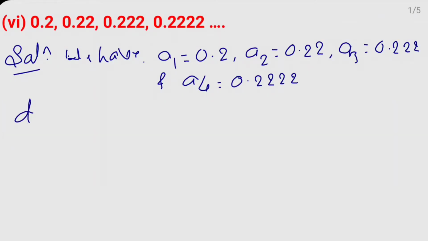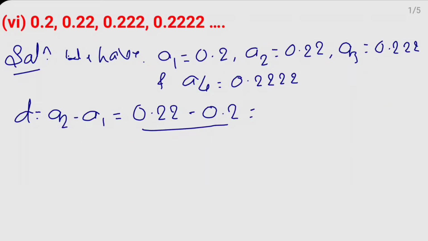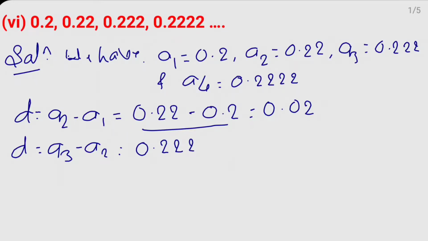So D equals A2 minus A1. Here A2 is 0.22 minus A1 is 0.2. Make this minus, and we got 0.02. Next, D equals A3 minus A2. Here A3 is 0.222 minus A2 is 0.22, and make this minus. Here we got 0.002.